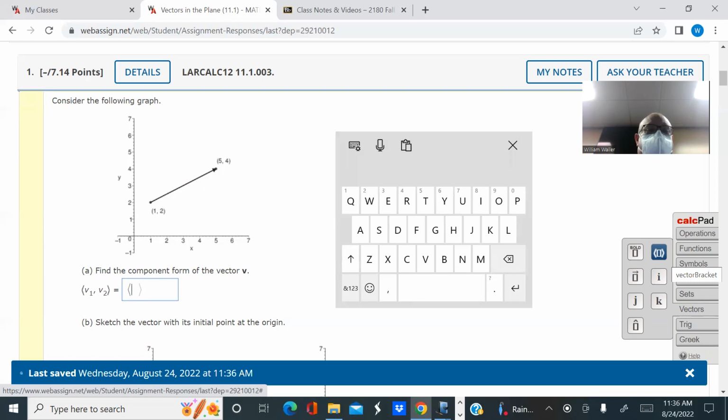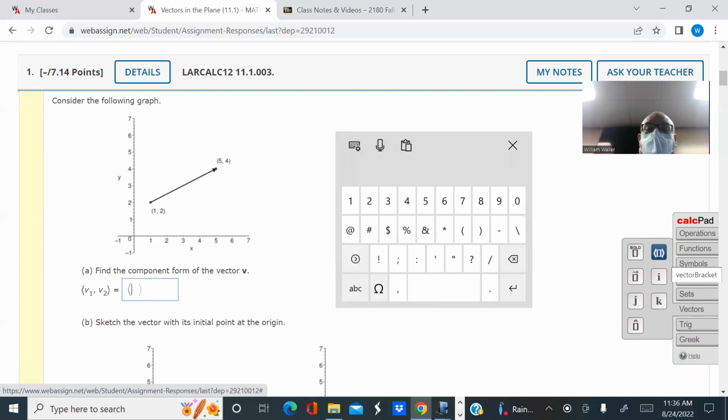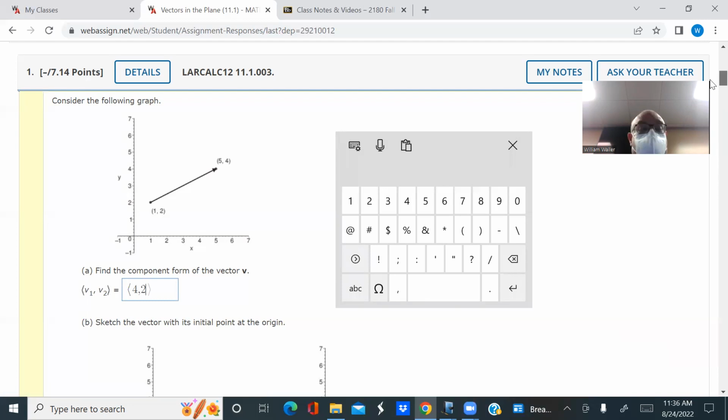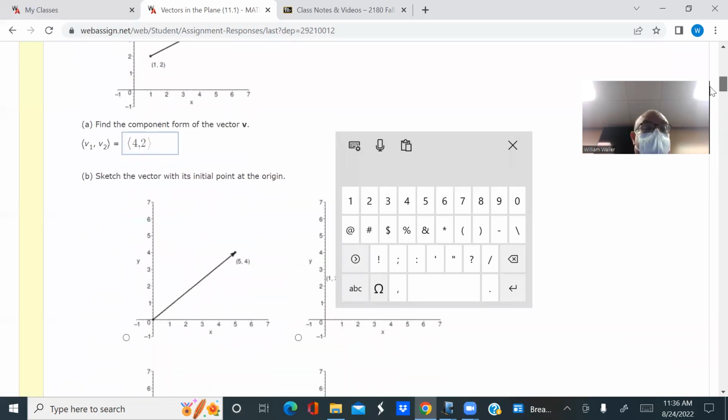What is that there? 5 minus 1 is 4, and then I guess I need the comma. Oh, I didn't even type that in right though. So 4, and then what? 4 minus 2 is 2. Okay. And so there's the component form of that vector. Let's see, what else are they asking us here?